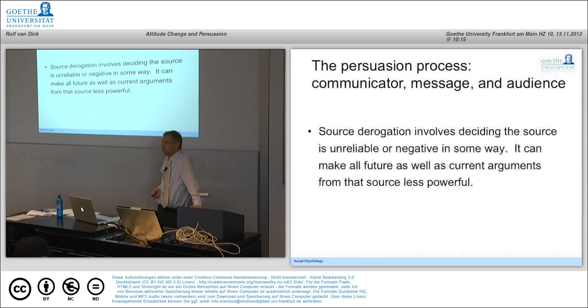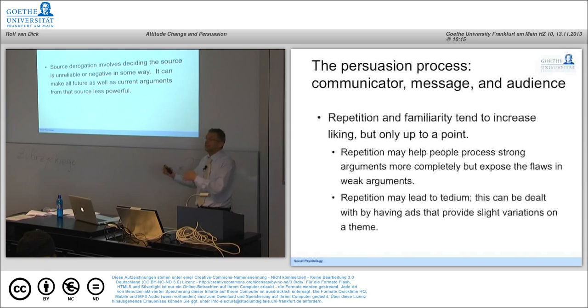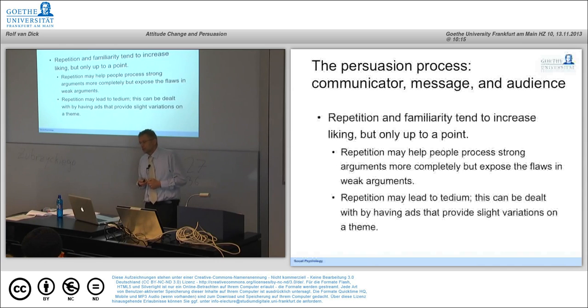Sometimes people engage in source derogation. When a source, a sender of a message, is derogated, this involves sometimes deciding that the source is unreliable or negative in some way, and it can lead to all future communication by this person being less powerful. This is something that politicians often use. Politicians try to make the opponent look unreliable. So in the typical debates, in the pre-election or election campaigns, they accuse the politician of the other party of having lied in the past to make the voters not trust this source also in their future communication. And sometimes it works.